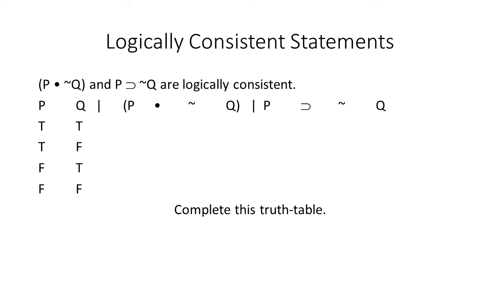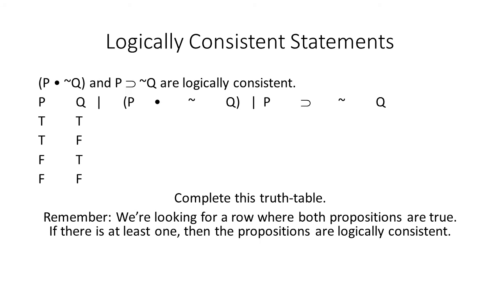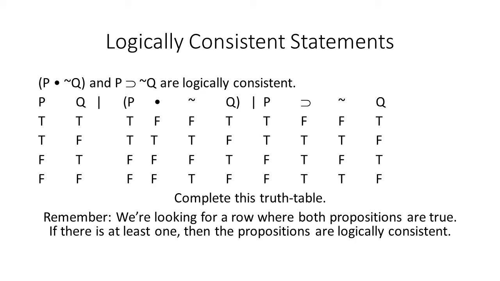So what will we do? Well, we'll go through and we'll put our truth values underneath the sentence letters. And remember, what we're looking for here is a row where both propositions are true. If there's at least one, then the propositions are logically consistent. So solve this. So here's what it should look like in the end. Here's a row where they're both true. So there is a row where both propositions are true, and if there is at least one such row, then the propositions are logically consistent.